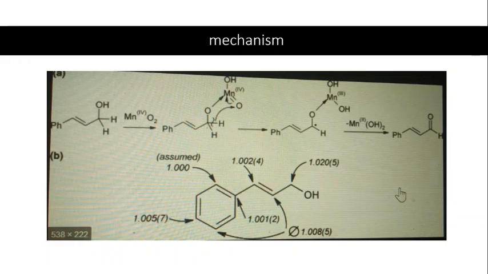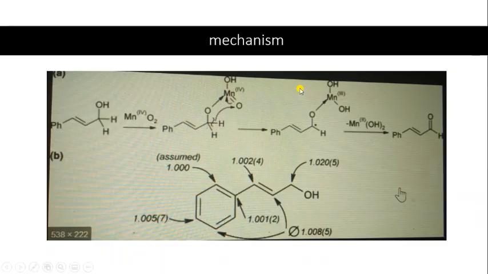The O and manganese bond is again cleaved, and one of the electrons is coming towards the oxygen, where a double bond is regenerated, and this Mn leaves as H2MnO2. So this is the final product.